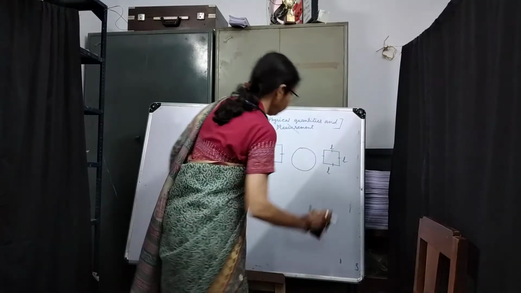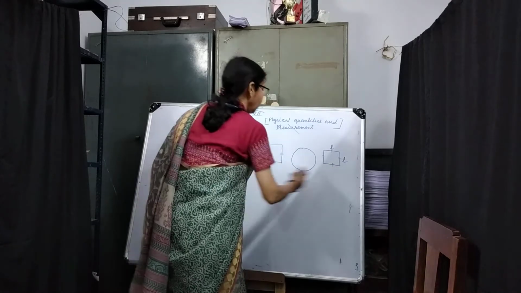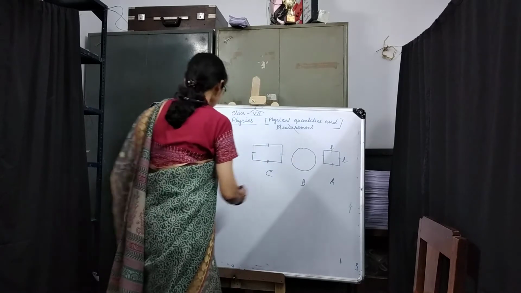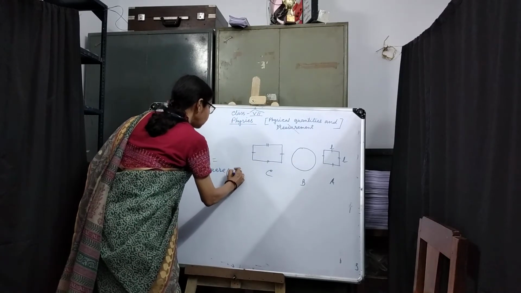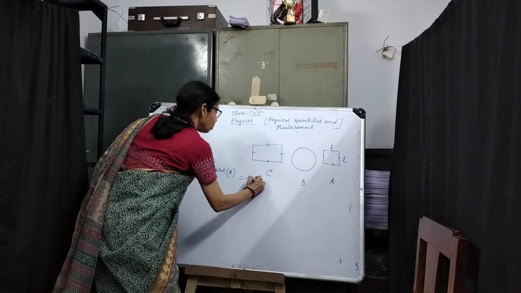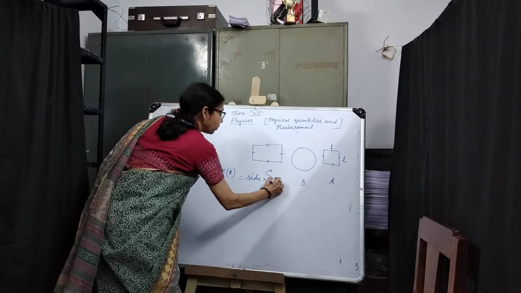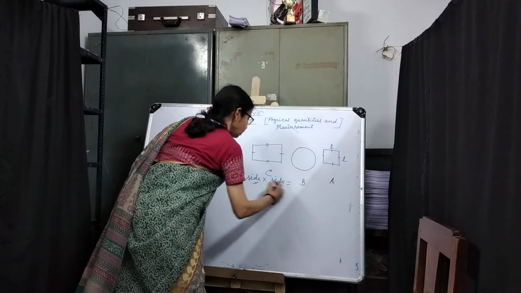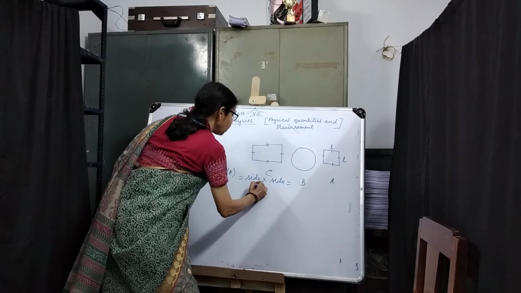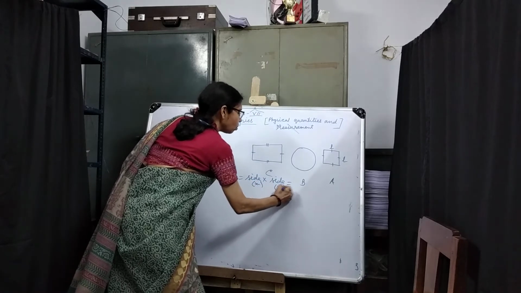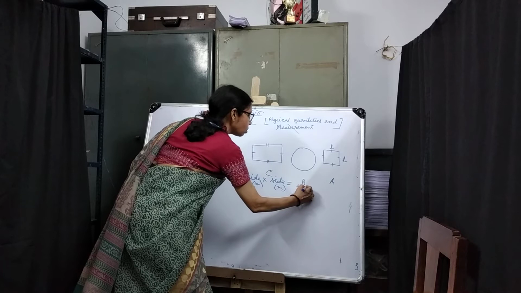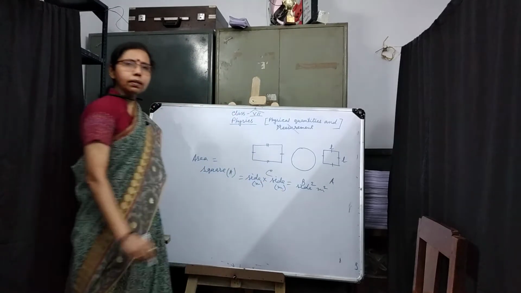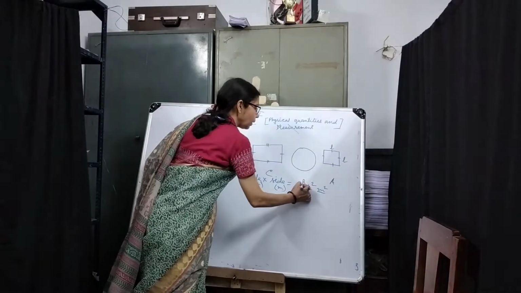Suppose it is figure A, this is B and this is C. For square A, the area is side into side. In the SI system, side means meter into meter, so we get side square, that is meter square. This is the unit.